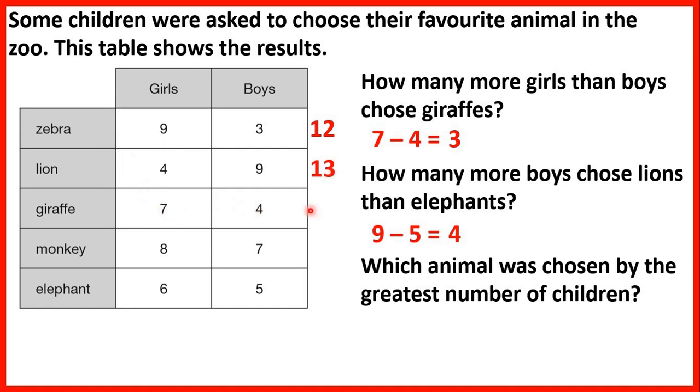7 plus 4 is 11, 8 plus 7 is 15, and 6 plus 5 is 11. So the animal with the greatest total, the animal that was chosen by the greatest number of children, is the monkey, because that was chosen by a total of 15 children.